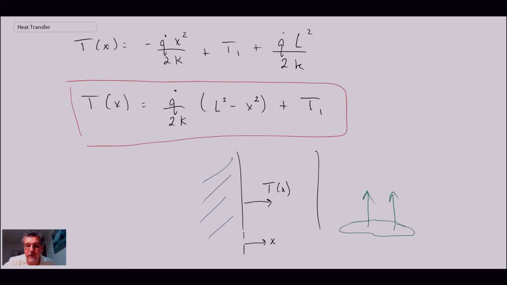It assumes that we know the temperature on that wall, and we know Q dot, we know k, and the width of the wall, L. So what we're going to do in the next segment is plug in some values, and we're going to see what this temperature distribution looks like.